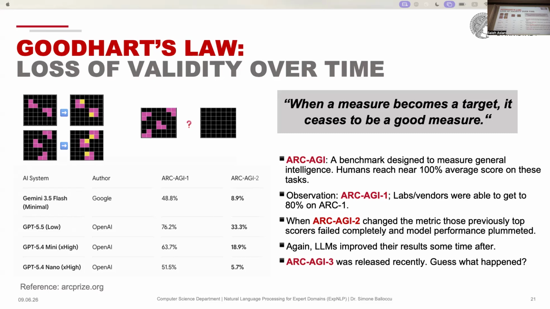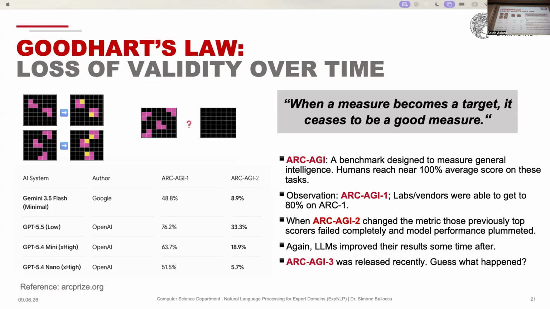So what happened here was that labs and researchers tried to get really good at beating each other and getting top score in this benchmark, and they achieved near 80% accuracy in ARC-AGI 1, which was the first version, which was pretty good for an AI system. But then the people who were in charge of this benchmark changed the task a little bit. And what happened was that pretty much every model that did really good in ARC-AGI 1 did pretty bad in ARC-AGI 2.